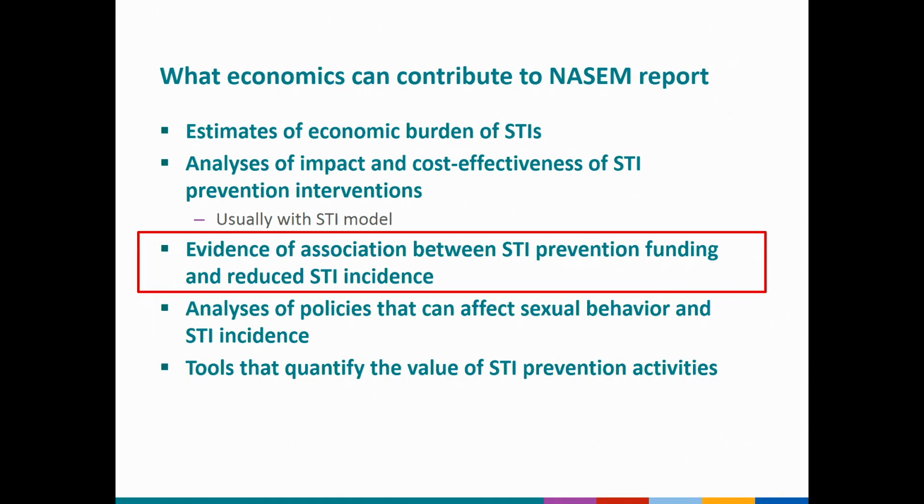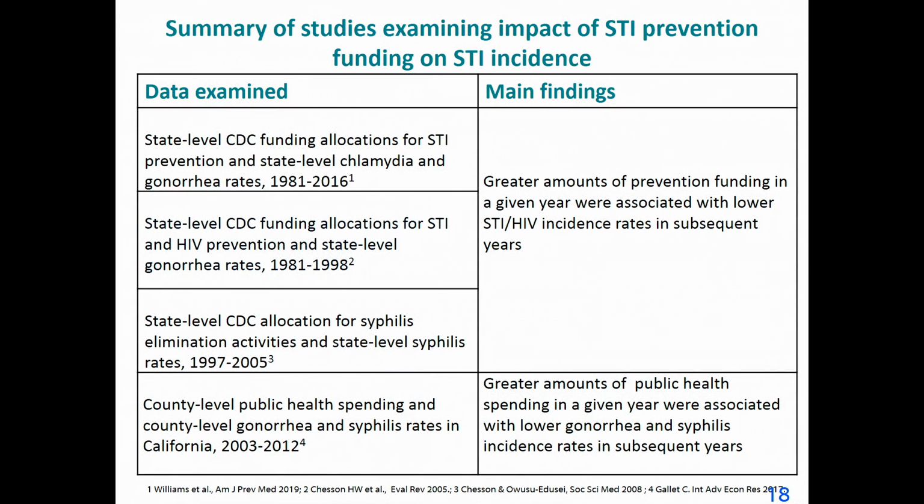I think another interesting thing that economists have contributed to STI prevention is showing evidence of an association between STI prevention funding and reduced STI incidence. And I think this is a good thing. There's a lot of money allocated for STI prevention, and showing a link between the money spent and the desired outcome is a good thing. So this table summarizes 4 studies that examine the impact of prevention funding.